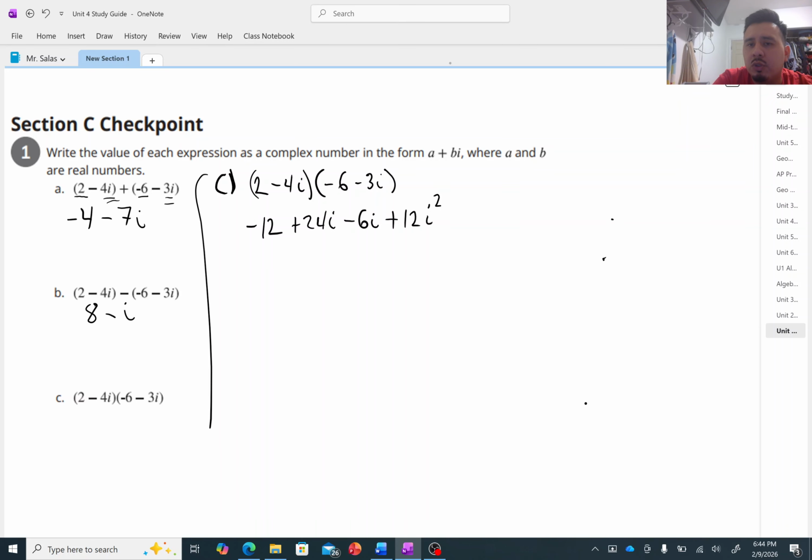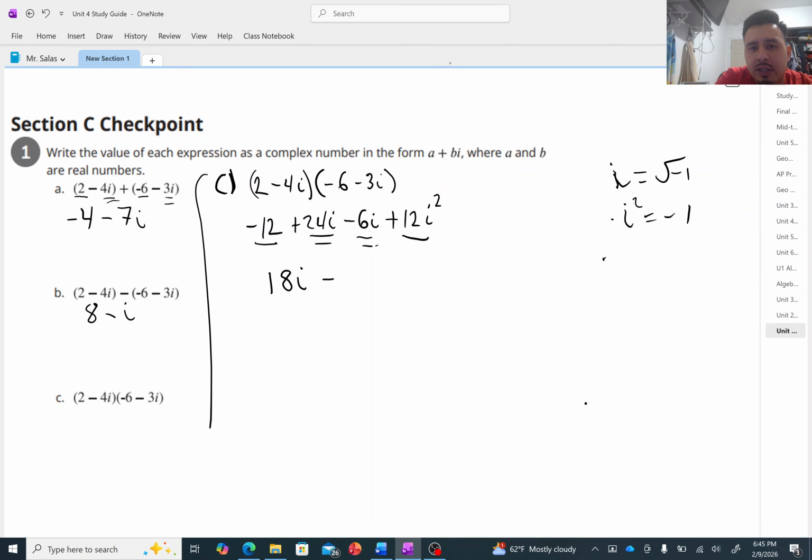If you look at my rules for i, i represents the square root of negative 1, and i squared represents negative 1. So here I'm going to simplify this. I'm going to combine this term with this term, and I'll show you how in a bit. And I'm going to combine this term with this term. So right here, let's do the 24i minus 6i. That's going to give me 18i.